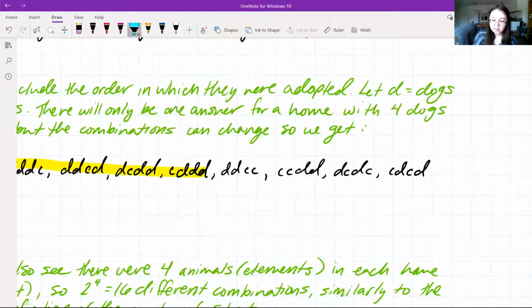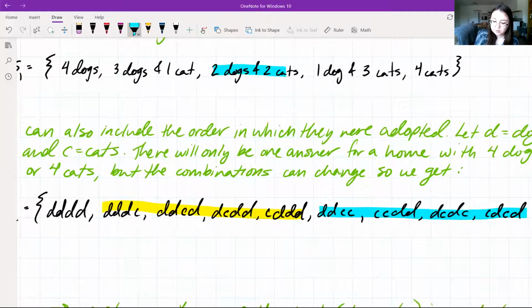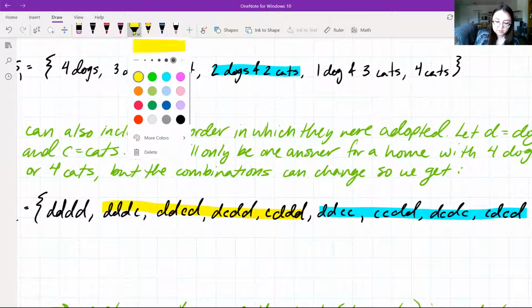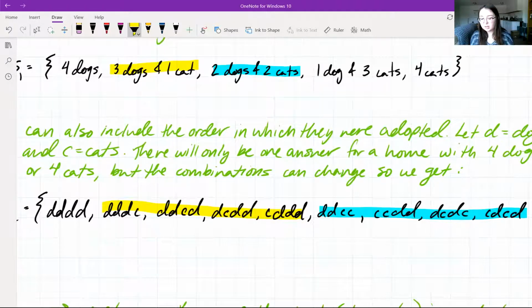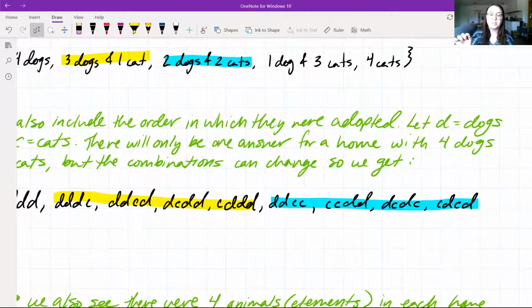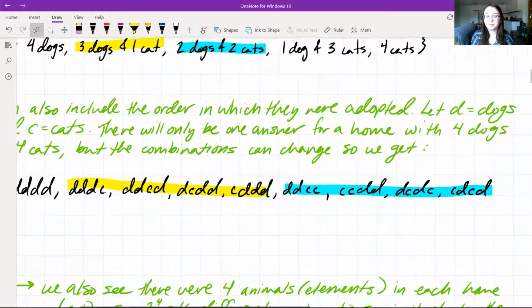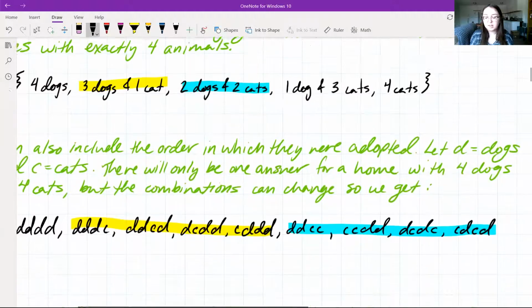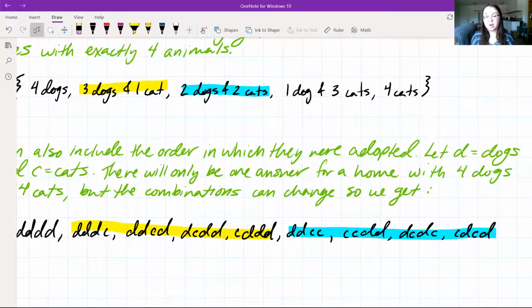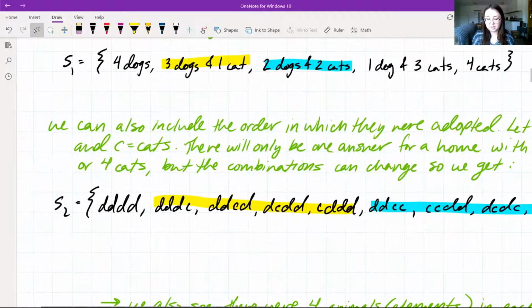Now we know that these 4 will correspond to this value here. I'll also highlight this one here. So we know these 4 correspond to that value. Now we can go on to our next one where we have 1 dog and 3 cats. Let's continue down here.